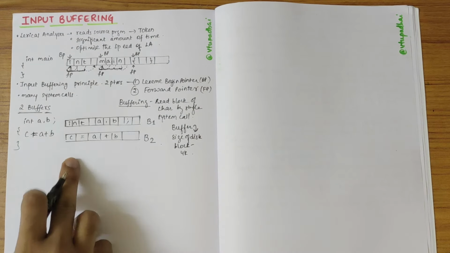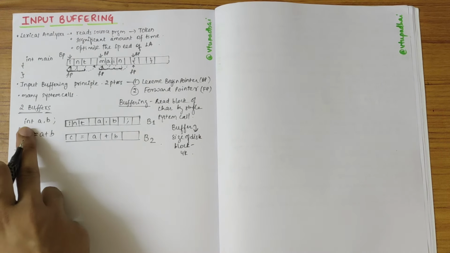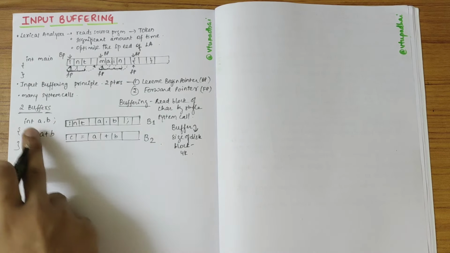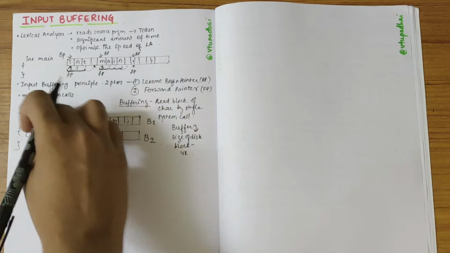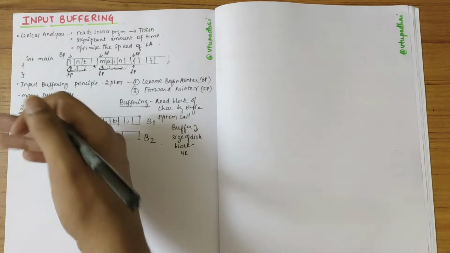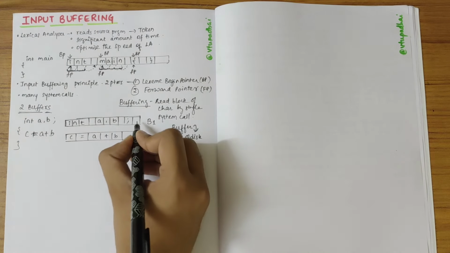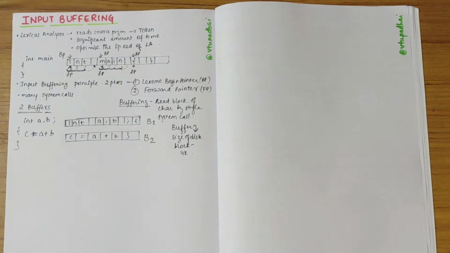So I have two buffers here, and the first buffer would store whatever the buffer size is, and in the second buffer whatever is left out would be stored. So here open bracket, and here I'll write close bracket.